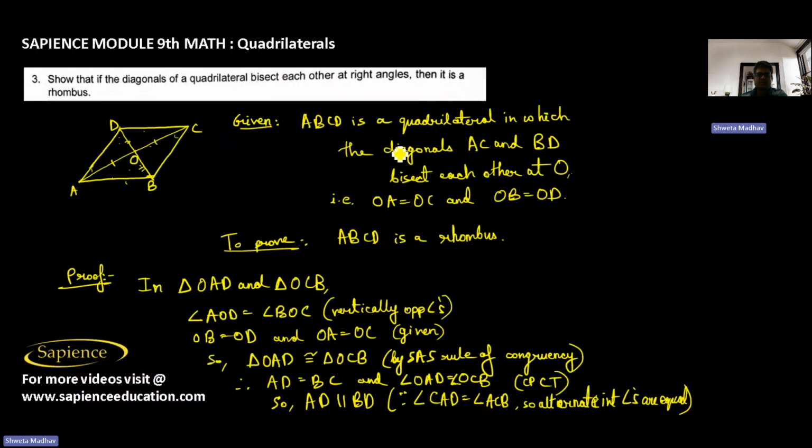So here it is actually given that the diagonals bisect each other at right angles. It means that it is also given that AC is perpendicular to BD. So I can say that angle AOD equals angle AOB, which is equal to 90 degrees.